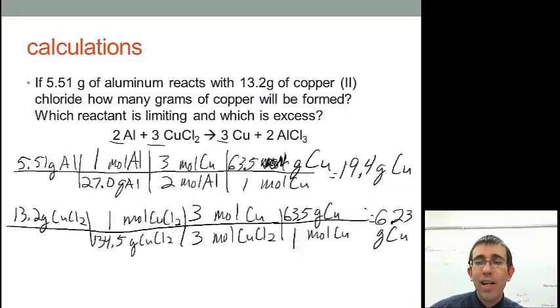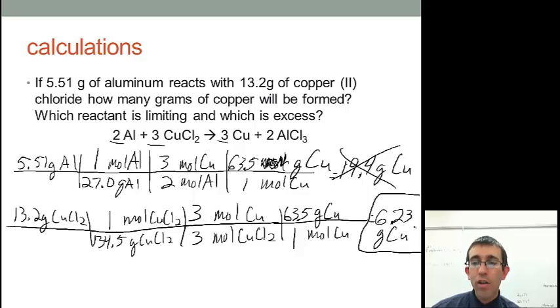Alright, so how much copper did I make? It's just like the last one. Whatever your smallest number you got here is the amount you made. 6.23 is my smallest number. This is the amount of copper I made. That means that I can just mark this one out. So which one's limiting? Whatever gave me my smallest number here is limiting.